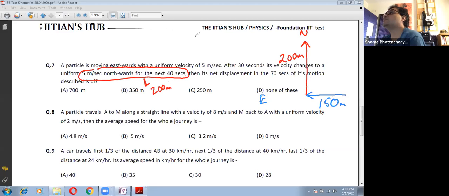So now in this diagram, you can see what is his net displacement. The net displacement is from where he started to where he ended. So this is his net displacement. All are of course straight lines. So you can see that the net will become 250, because this happens to be a right angle. Okay, so that is why your answer here will be.